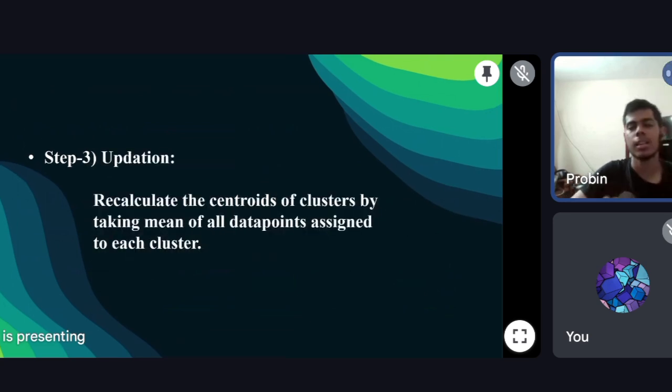The third step is the updation step, where we recalculate the centroids of the clusters. We take the mean of all the data points assigned to each cluster, and that mean is considered the new updated centroid.